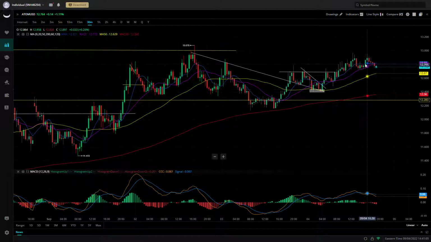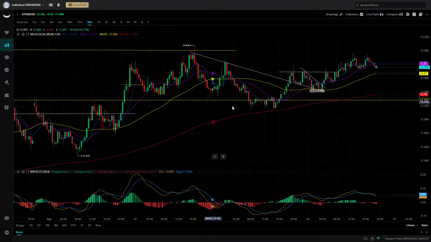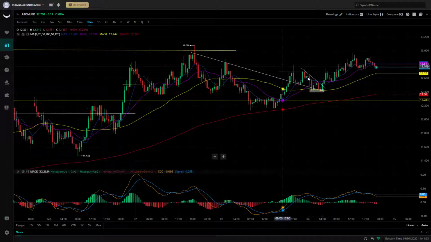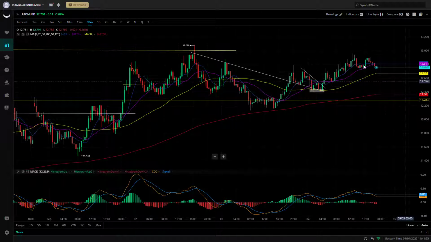So getting some double top action here right now. I'm glad I got out when I did. But you can basically see right there, shoulder, head, shoulder. You got the falling wedge. You've got so many different signals there.